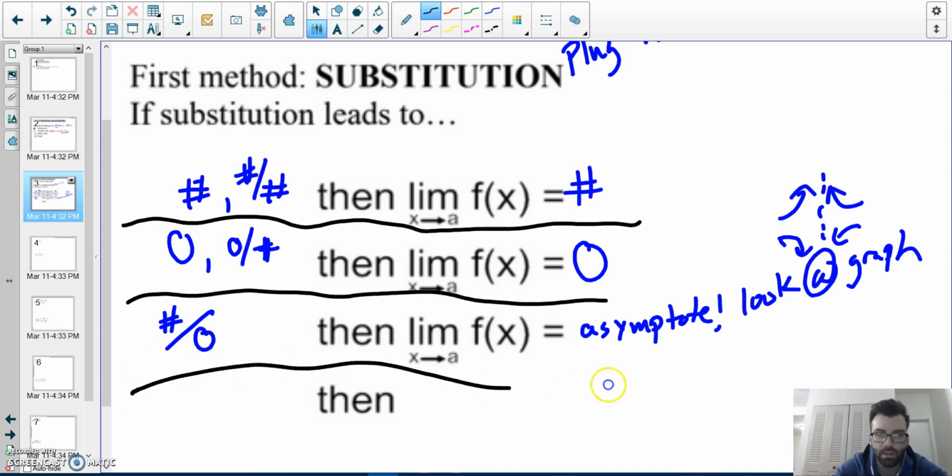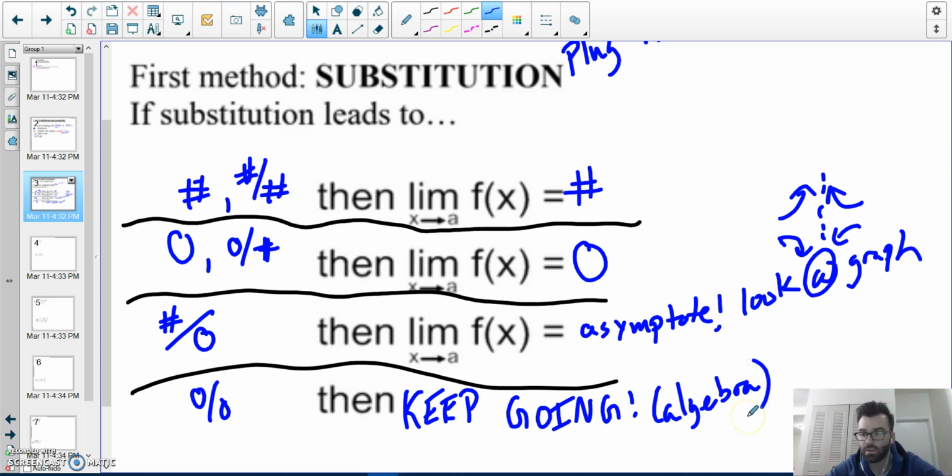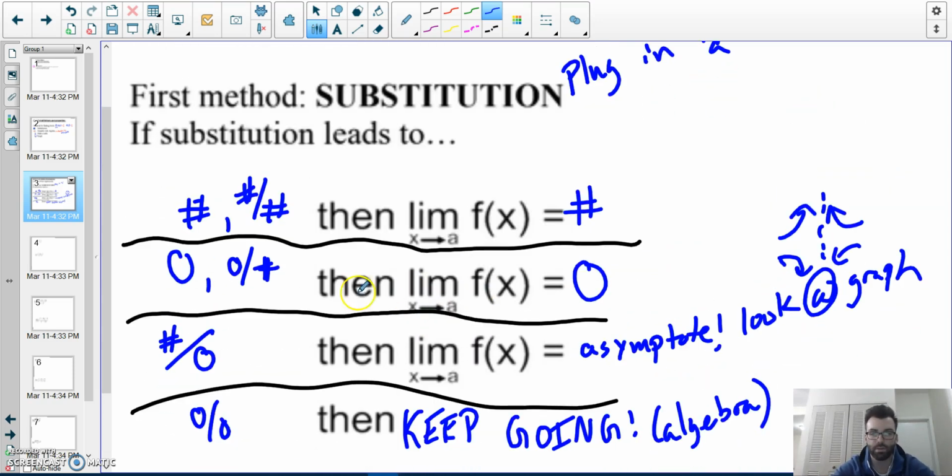Lastly, our last case, if I get 0 over 0, then that tells me I need to keep going. Just keep swimming. That means I'll probably have to do some algebra, whether I factor or I use the conjugate. All right, let's talk about each of these cases, and I'll refer back to them when we approach them.